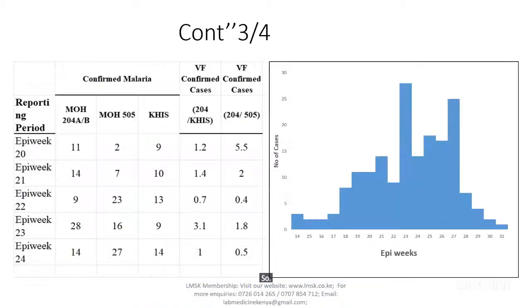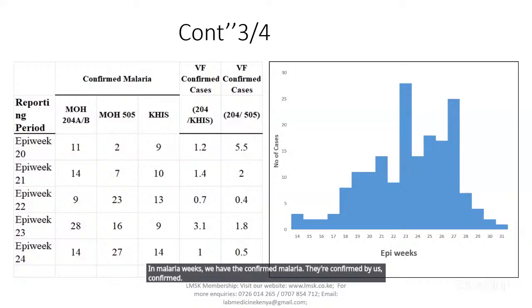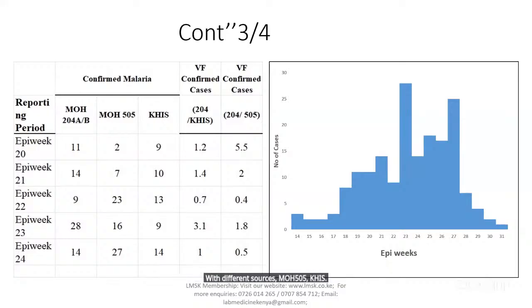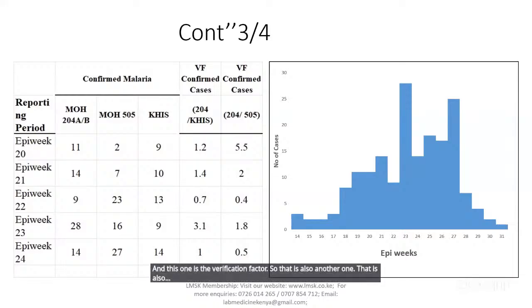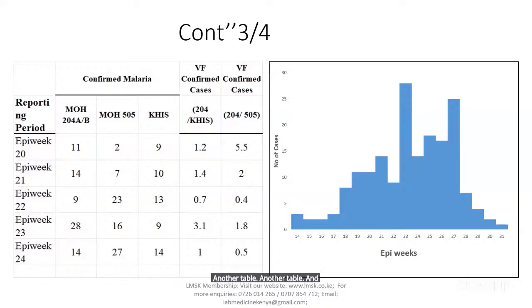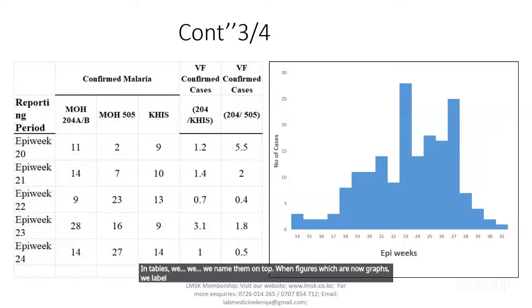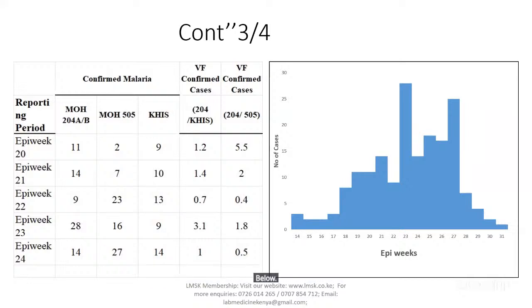So this one is where we were trying to calculate the verification factor in malaria weeks. We have the confirmed malaria, confirmed with the different sources, MOH545, KHIS, the tools that I talked about, and this one is the verification factor. That is also another table. And I'd said as a rule of thumb that tables we name on top, while figures, which are graphs, we label below, and it's supposed to be in terms of TPP, time, place, and person.